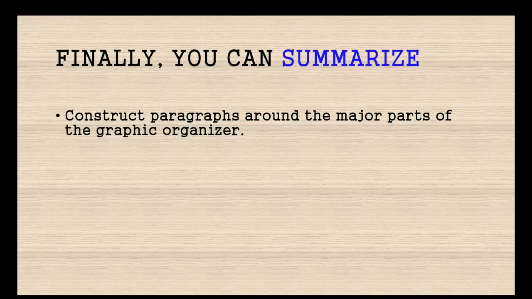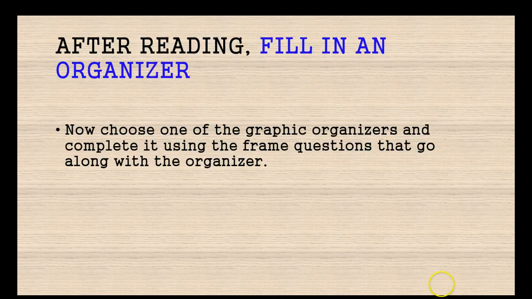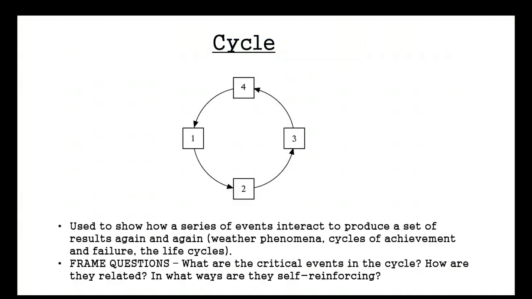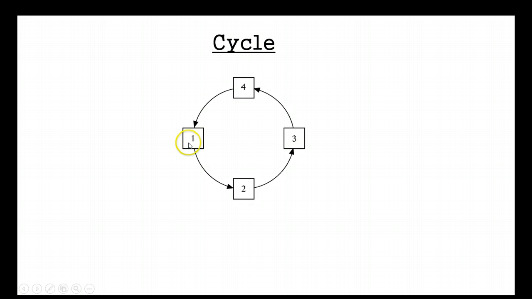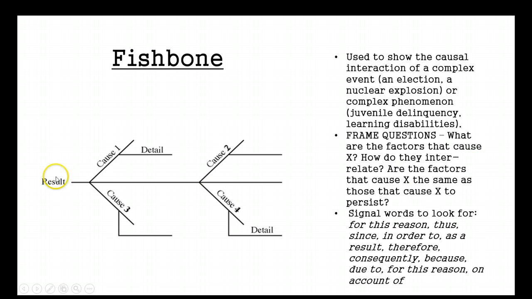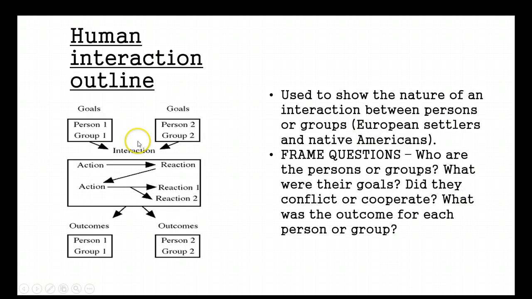Time to write your own paragraphs. And you get those paragraphs by looking at the major parts of the organizer. So let's go back to one of these organizers to show you what I mean by that. In this cycle, you might write a paragraph around 1, 2, 3, and 4. In the fishbone, you might write a paragraph about the result, and then a paragraph about each of these causes. You know, these might each get a paragraph, and this might get several paragraphs, and then they might get paragraphs at the end.